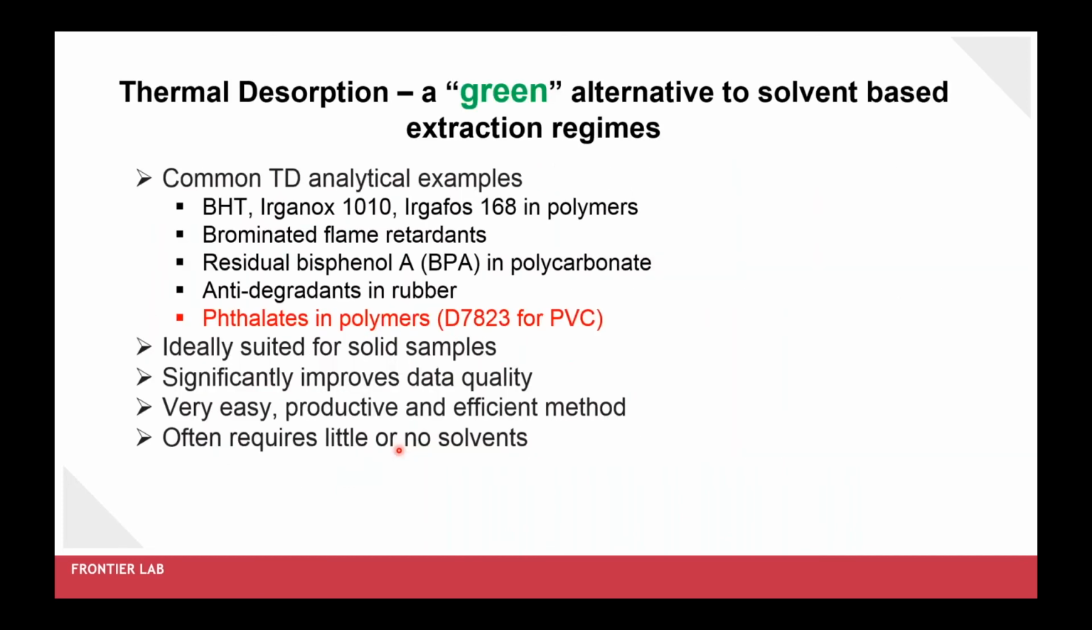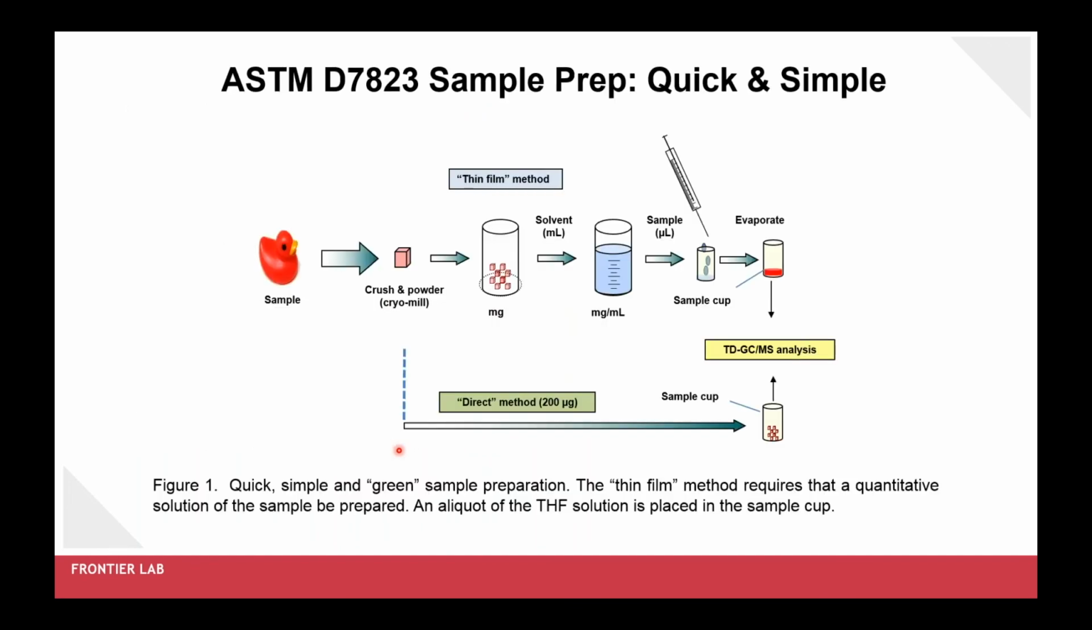These are some common other additives that you might use the same technique for. So I'm just talking now about phthalates and polymers, but you can look at brominated compounds. I already showed you an application, the first one there with additives and polymers, bisphenol A and antidegradants in rubber. So this can be done in 2 different ways.